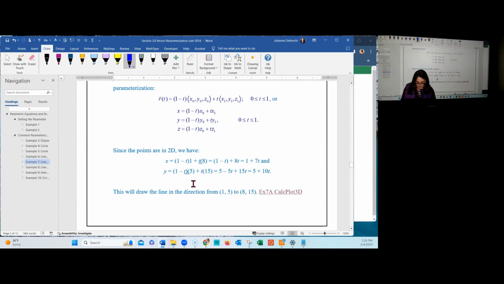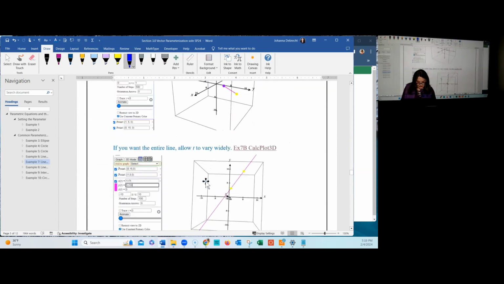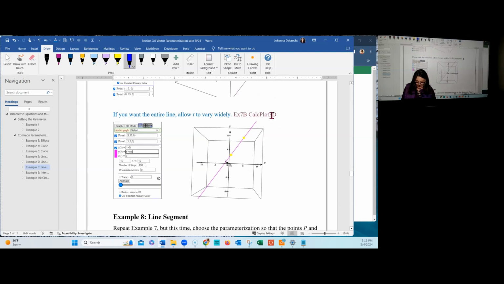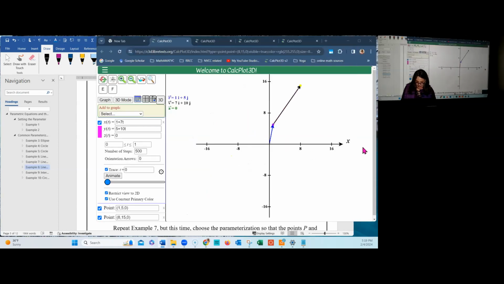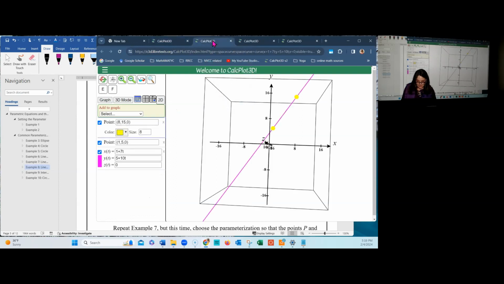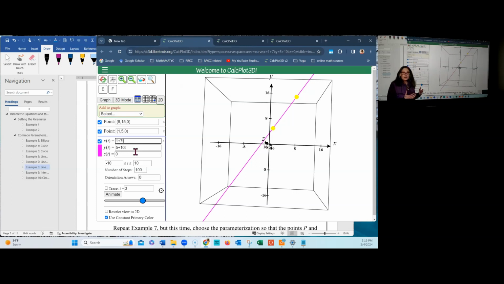Now let's take a look at the entire line, which would be the next one. How would I get the entire line between those 2 points? To get the entire line between the 2 points, I simply need to widen out what I allow t to be. In other words, negative 10 to 10 is sort of the standard for CalcPlot3D, but depending on the particular curve, you may find you have to go further than negative 10 to 10. You might even have to go negative 100 to 100 in order to get enough of the graph onto the screen. And so you can see the plot right here, and this is in the XY plane.